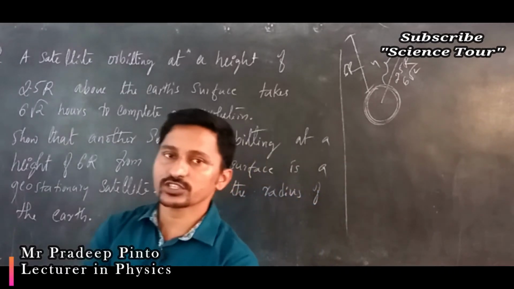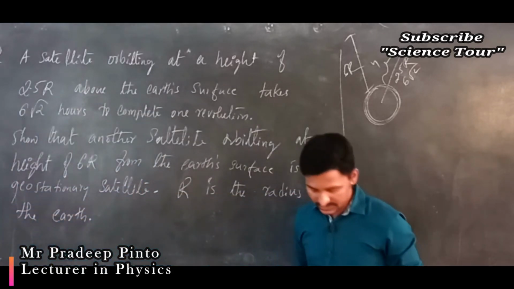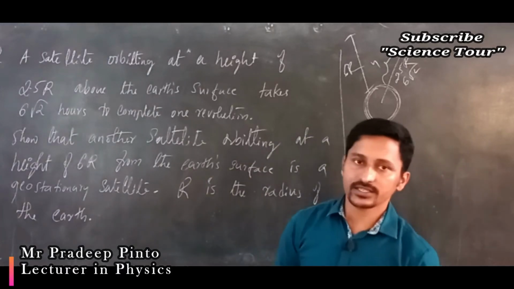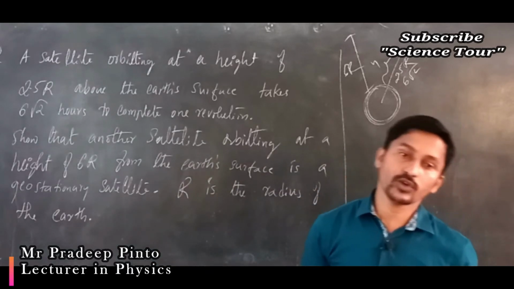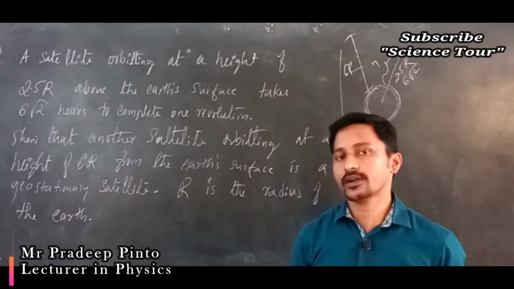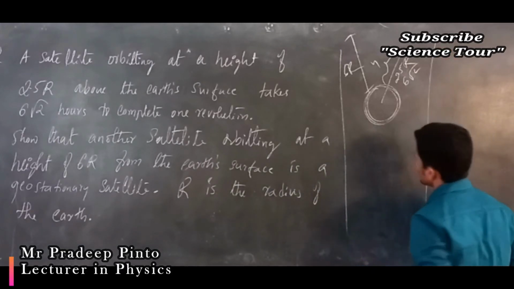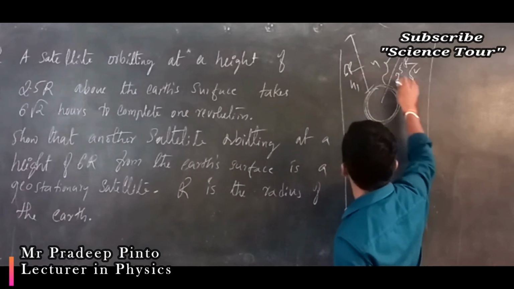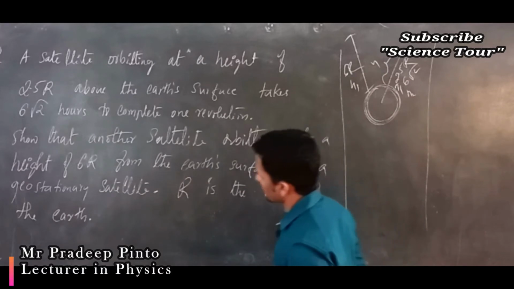So what do you mean by geostationary satellite? Geostationary satellite, already we have discussed. A geostationary satellite is nothing but a satellite that has the same time period as that of the Earth. Now what do we have? We have H1, T1, and T2, H2 you have to find out, no?